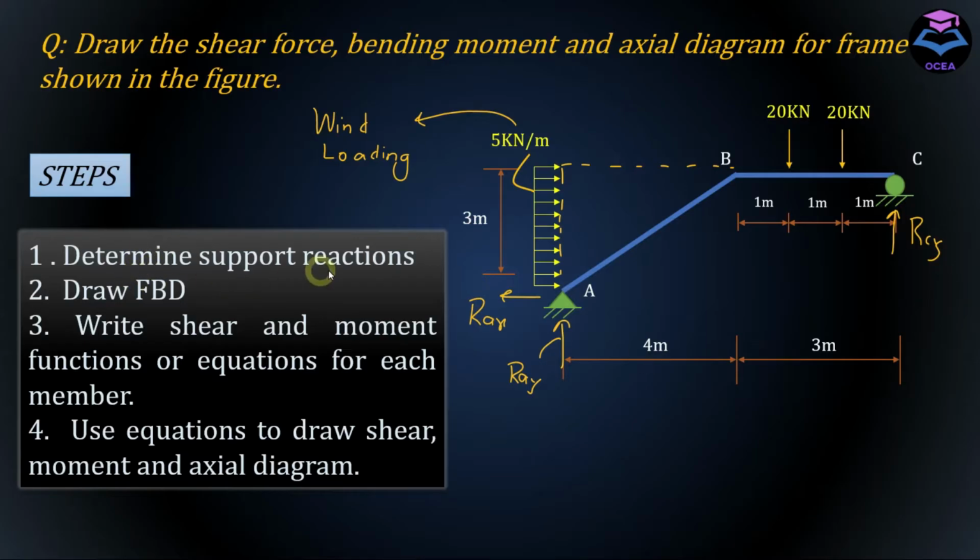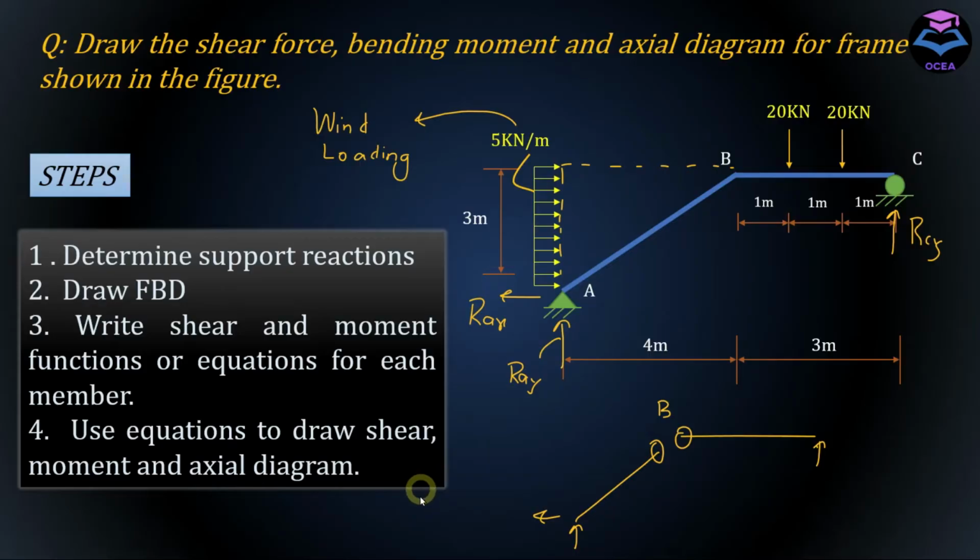And after determining support reactions, we will draw the free body diagram of this frame and separate these members, apply reactions here, and try to determine end member forces or member forces at joint B. After the second step, we will write shear force and moment equations for these frames, and in the end, we will utilize those equations to plot the shear force, bending moment, and axial diagram.